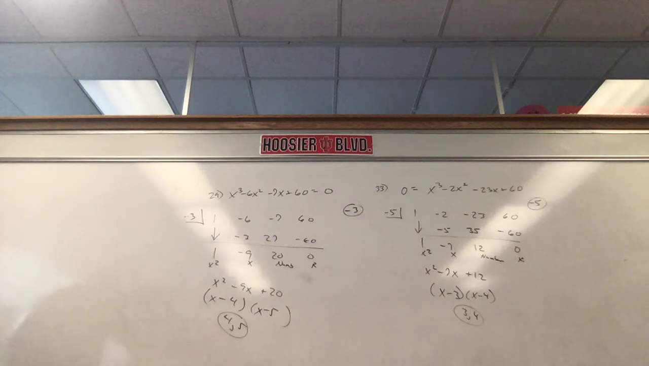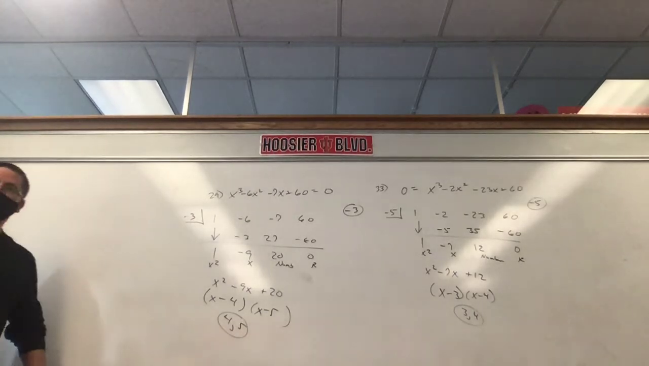Now, why did I put 3 and 4 there? What's so special about 3 and 4? When I see this 12, 3 and 4 do what? They multiply, and they add to 7. So 3 and 4. Okay. Any questions on that one?